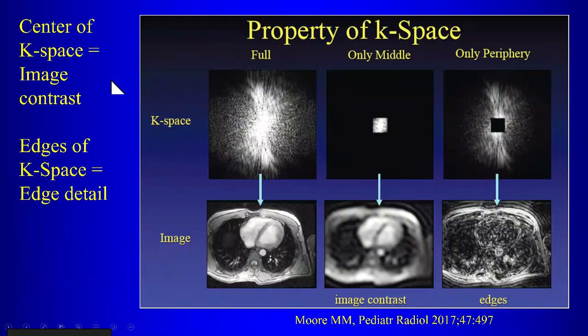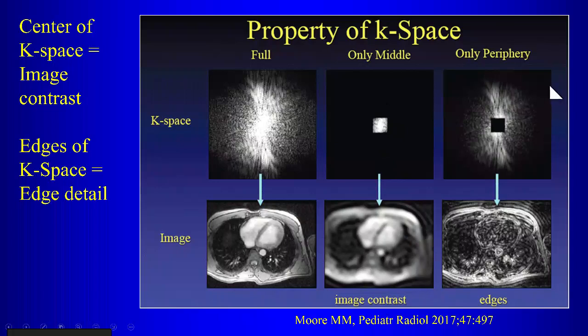Okay. Now, is there an intuitive way to understand this, that the center of K-space gives you image contrast, the edges give you image detail? So let's show you this. So K-space, we've said, kind of looks like this. If we just look at the middle of K-space and try to generate an image from that, we get nice image contrast, but not much image detail.